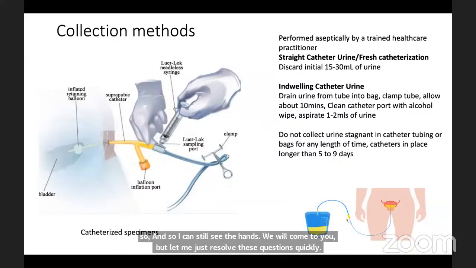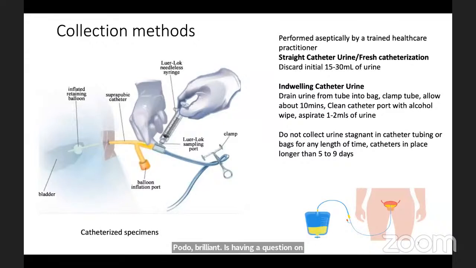Kodo Brilliant is having a question on Vibrio cholerae and parahaemolyticus on MacConkey agar. Can you isolate these organisms on MacConkey aside from the TCBS? All right, so for the TCBS Vibrio, I am sure about that. But the other organism you mentioned, I cannot tell. For Vibrio on MacConkey, I am not sure about that. Vibrio has to be cultured on TCBS.